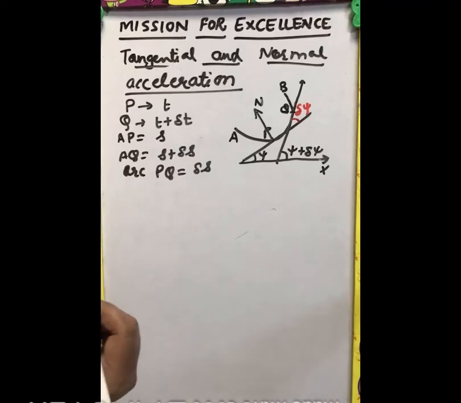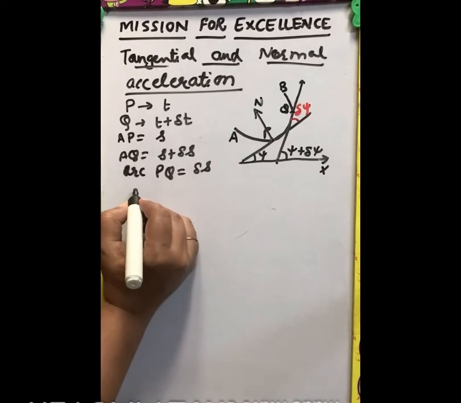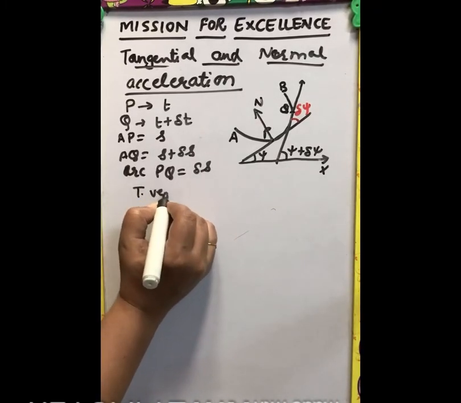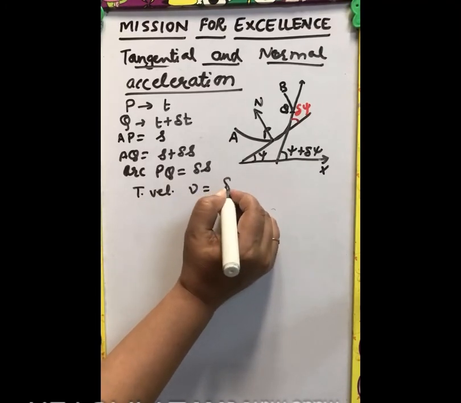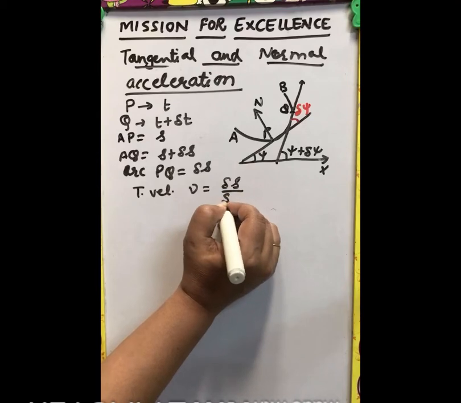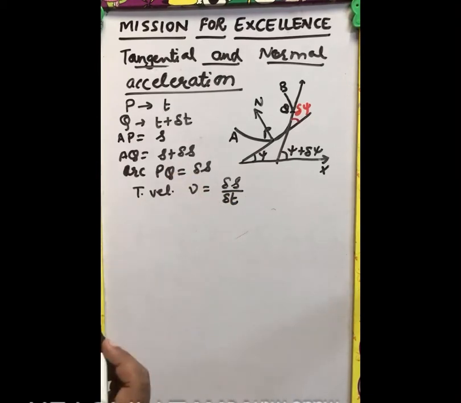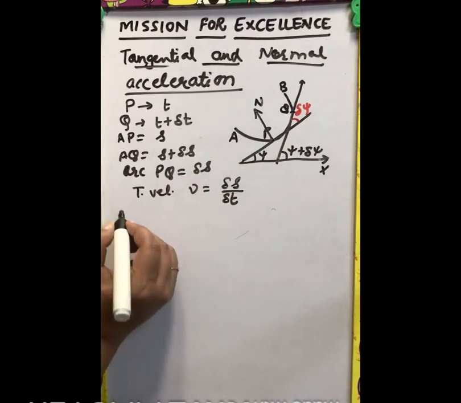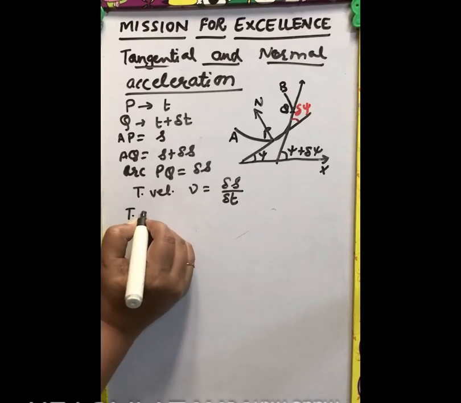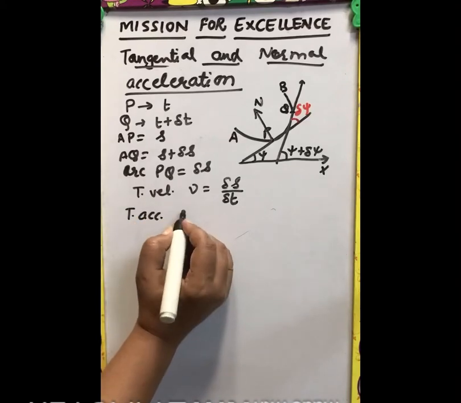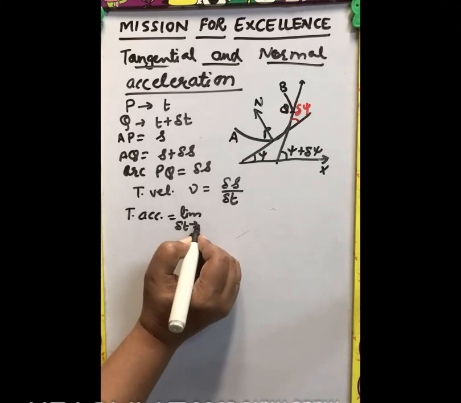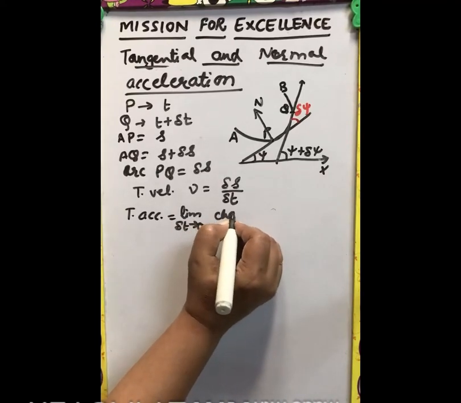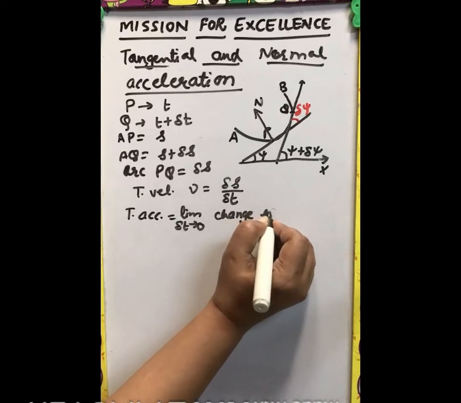So now tangential velocity we have taken. Tangential velocity we have calculated as v equals delta s by delta t, or you can say ds by dt. So now tangential acceleration. Tangential acceleration is the limit as delta t tends to 0 of the change in velocity. Now we write here change in velocity.